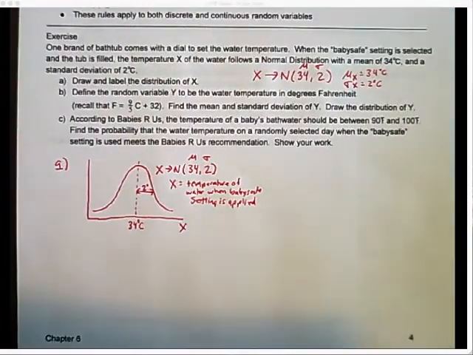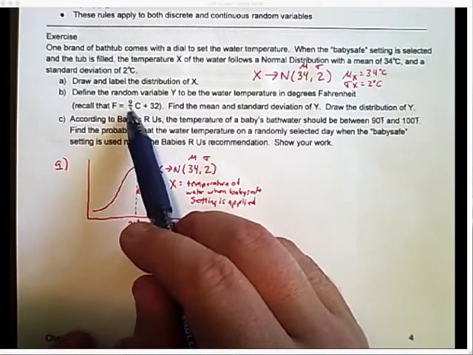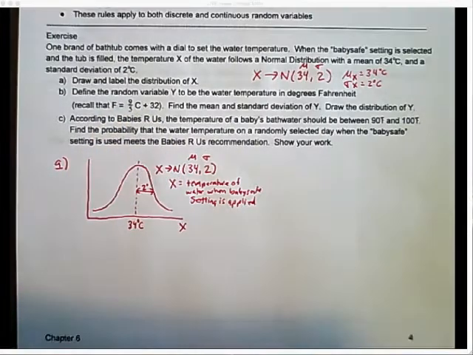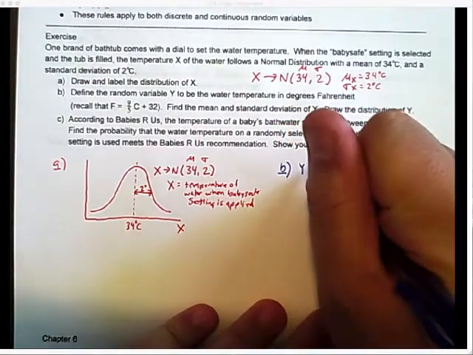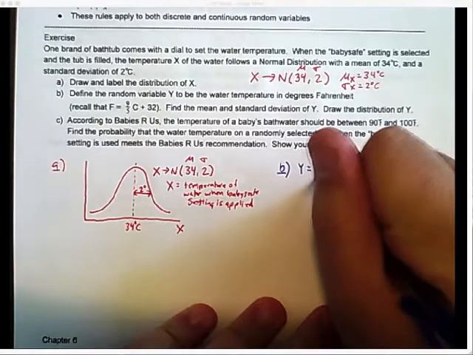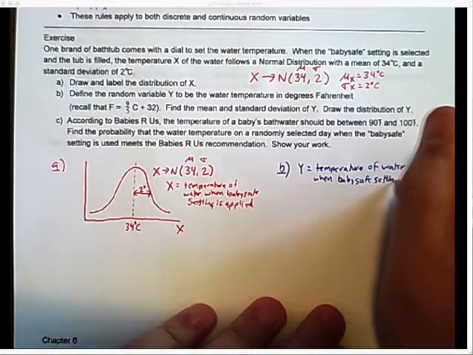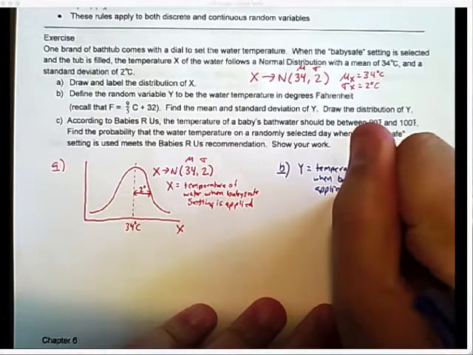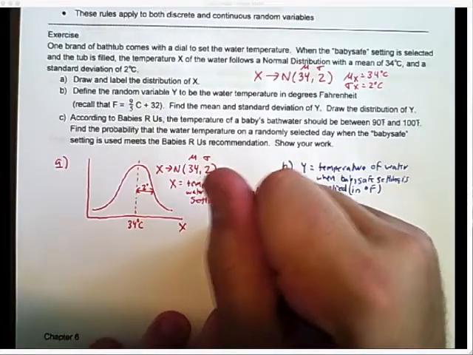So part B. It says define the random variable y to be the water temperature in degrees Fahrenheit instead of Celsius. Recall that to convert to Fahrenheit, you take 9/5 times Celsius plus 32. All right, so here in part B, y is the temperature of the water when the baby safe setting is applied. I should say in degrees Fahrenheit, because this one was in degrees Celsius.